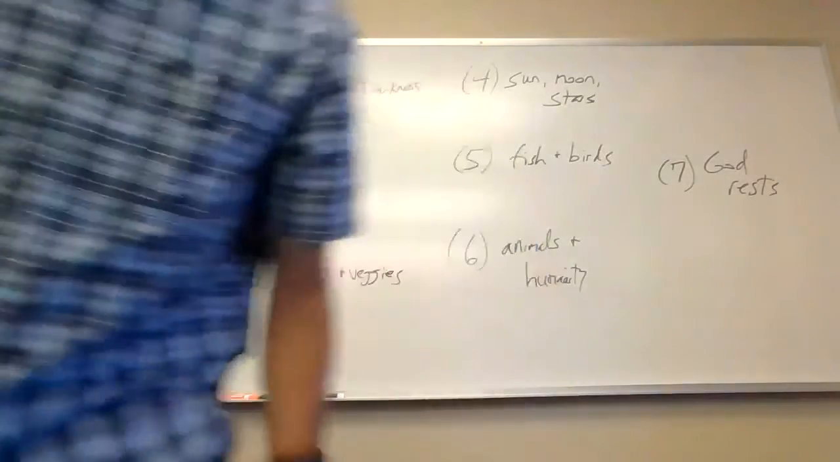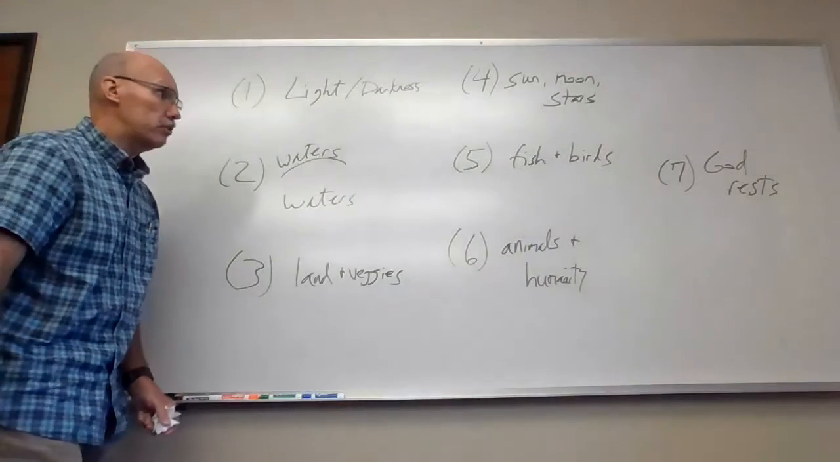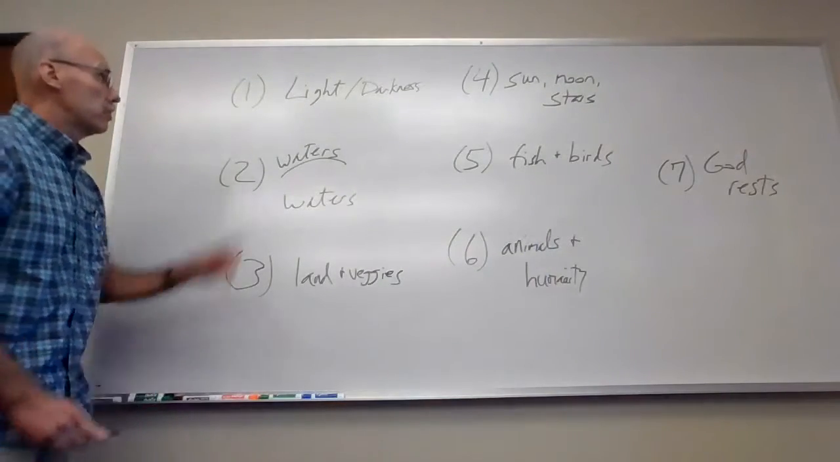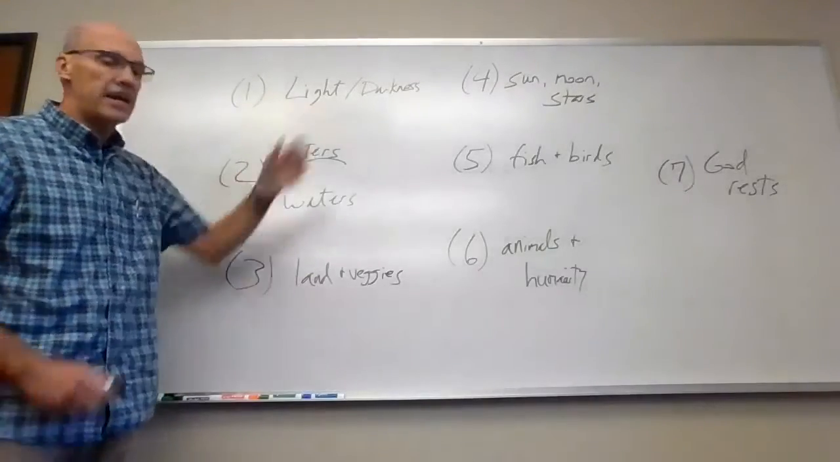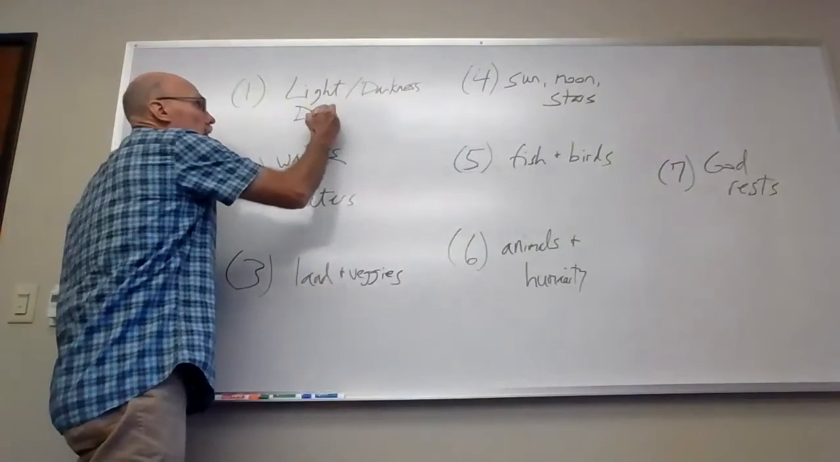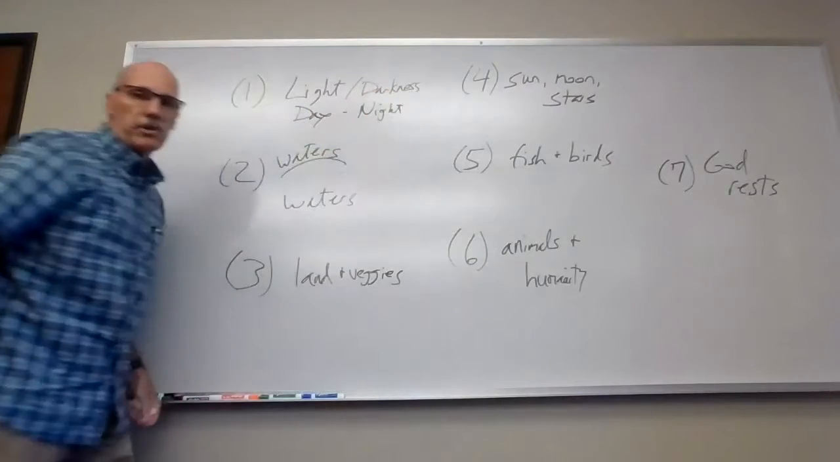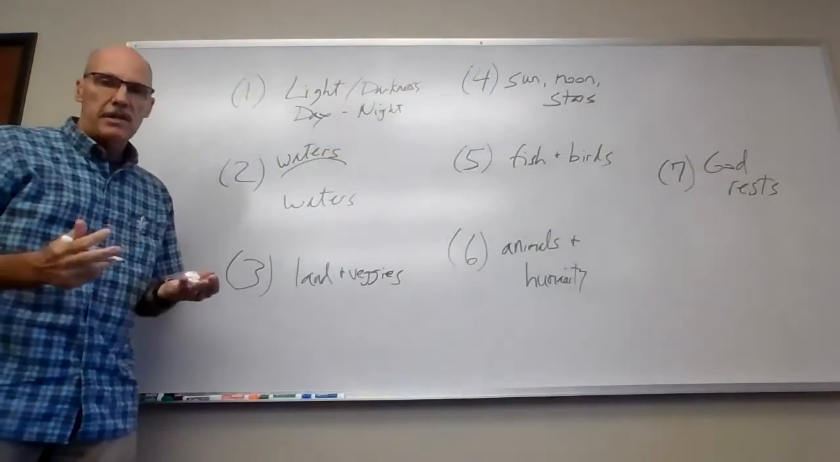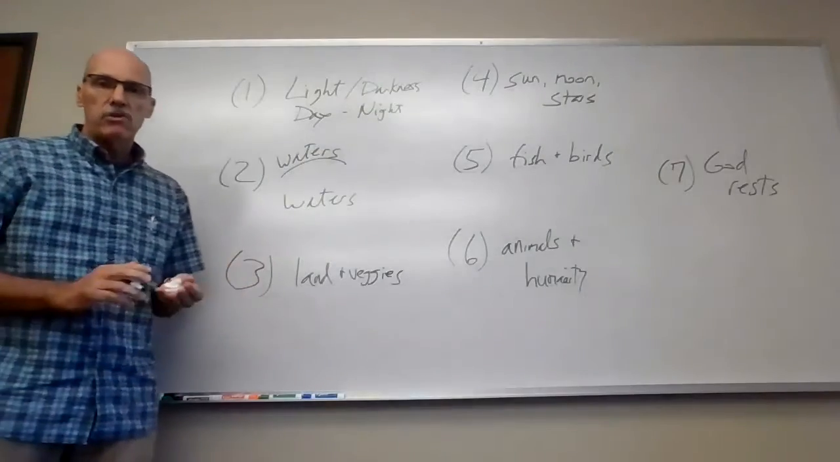So let me go to the board here, and you can see a brief summary of what's created on each day. So day one, God separates the light from the darkness. So we've got light and darkness, and God calls the light day. He calls the darkness night. So day one, creation of day and night, separates the light from the darkness. Day two, God separates the waters.